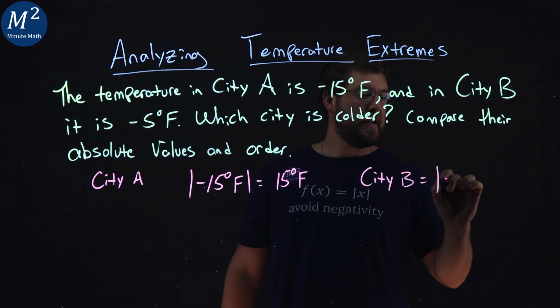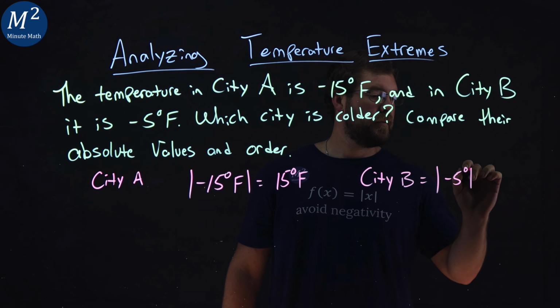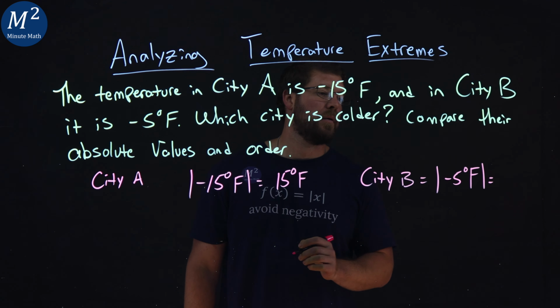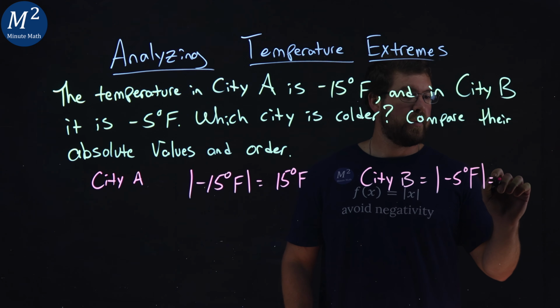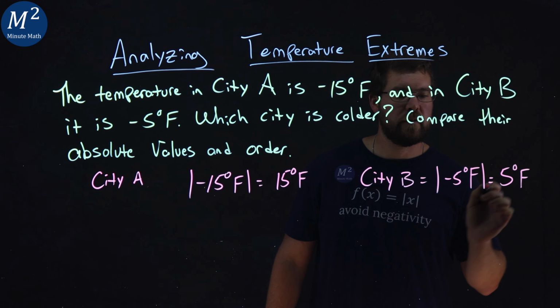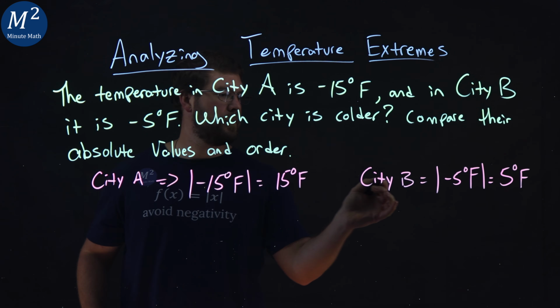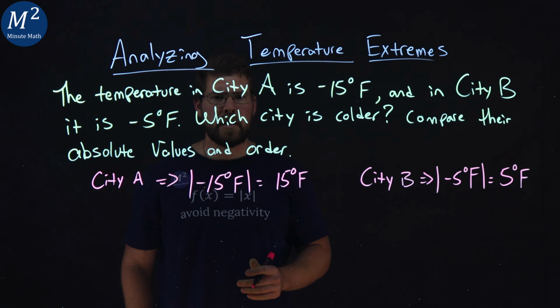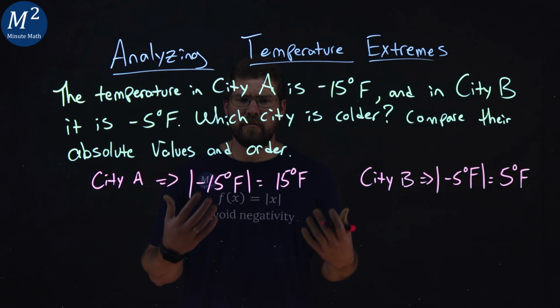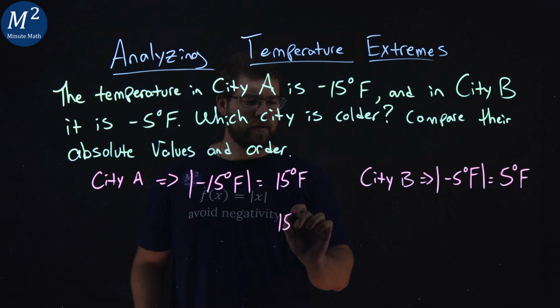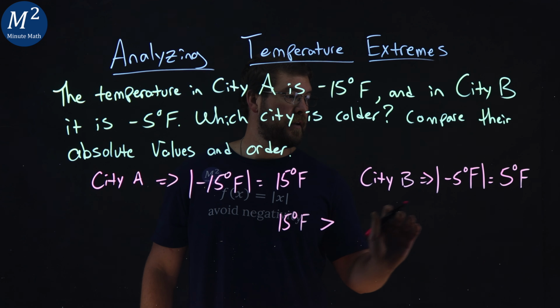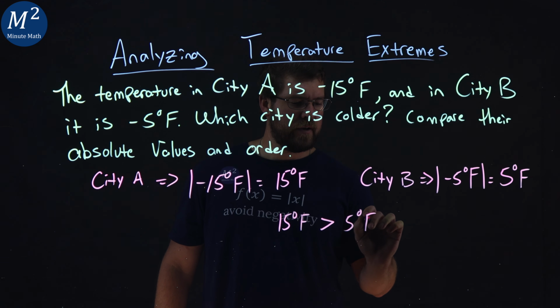We take the absolute value of negative 5 degrees Fahrenheit. Okay, distance from 0 is a positive 5. It's 5 degrees Fahrenheit. All right, so city A, city B here. So let's compare their values. Well, 15 degrees Fahrenheit is greater than 5 degrees Fahrenheit.